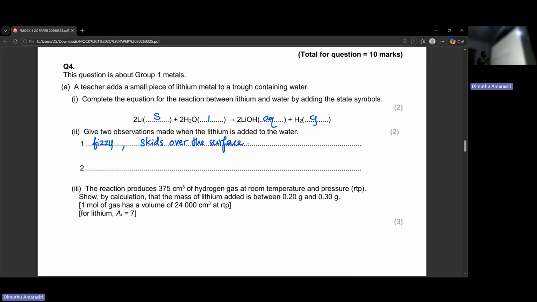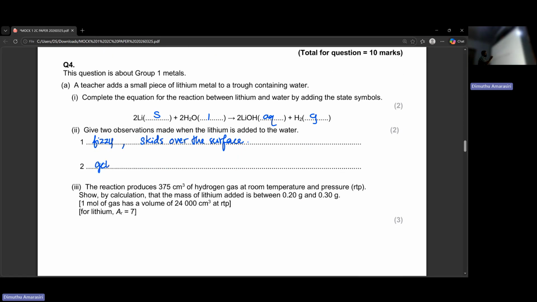Okay. And also the lithium gets smaller. Yeah, a white trail.